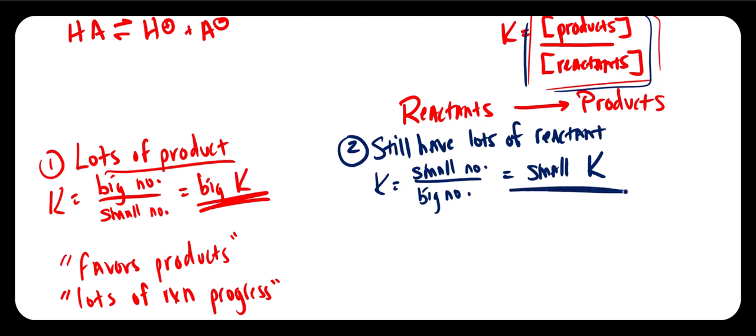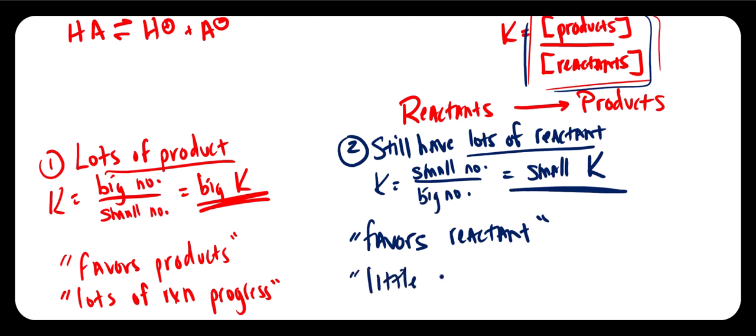So I get a small k when I have lots of reactant left. I'm going to say things like, I favor the reactant, it favors the reactant, or little reaction progress. So that's the terminology you're going to see.